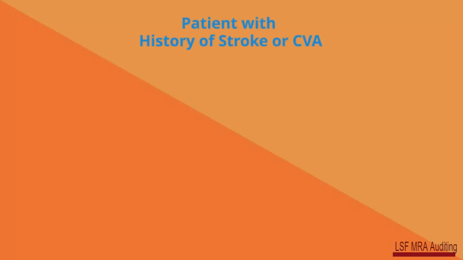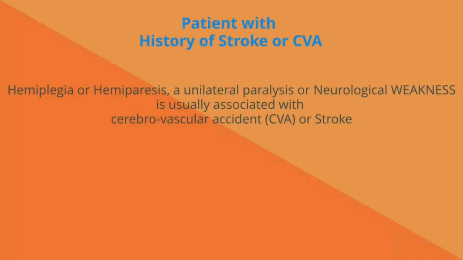When your patient, hospitalized for acute CVA or stroke, came after discharge to see you for a post-hospital follow-up visit, do not document acute CVA in your notes since it is a hospital setting diagnosis requiring emergency care. Instead, document, if present, the residual deficits, the late effects, or sequelae, such as hemiplegia or hemiparesis, a unilateral paralysis or neurological weakness usually associated with stroke.